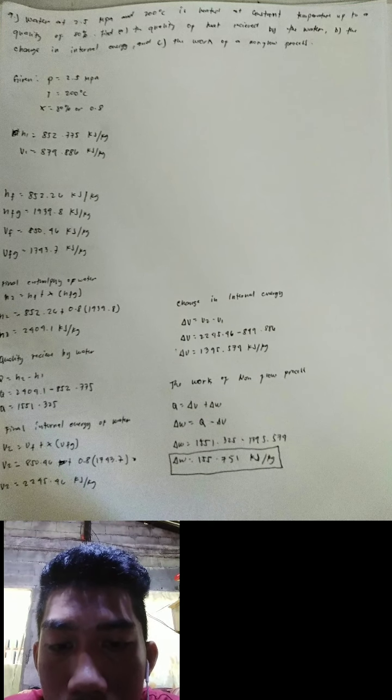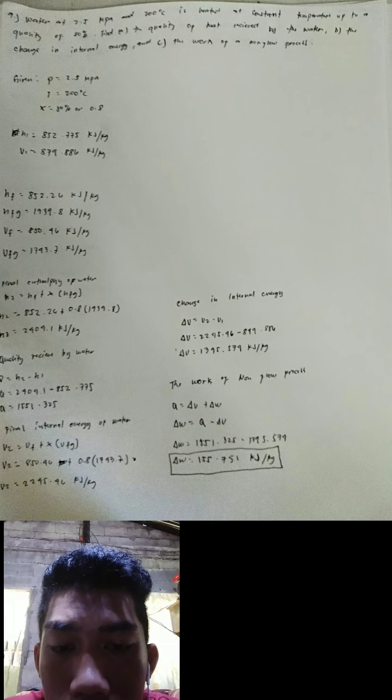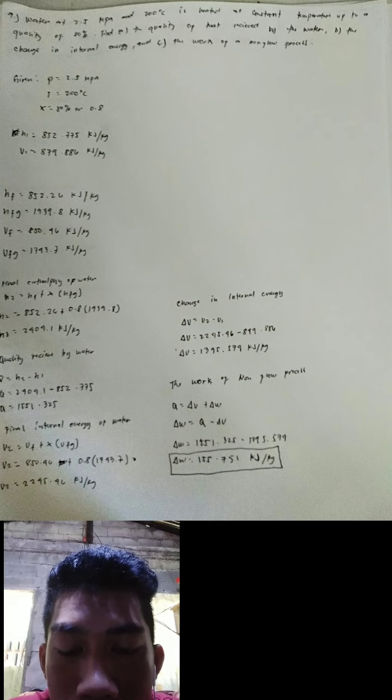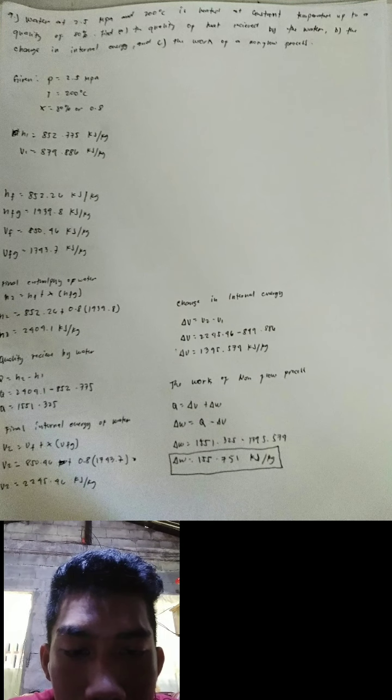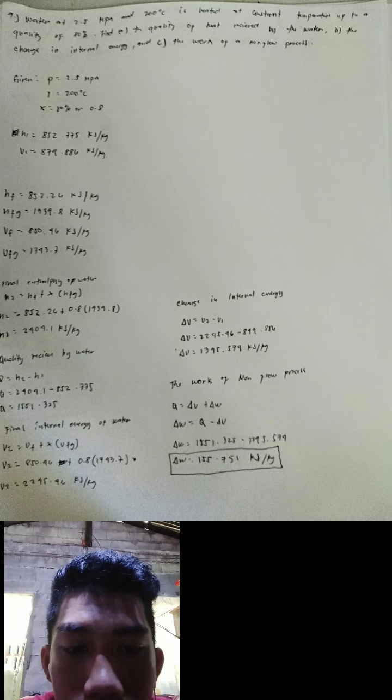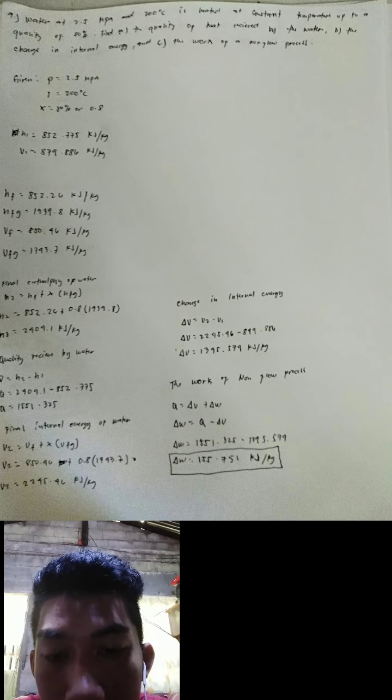For the change in internal energy, delta V is equal to V2 minus V1. So delta V is equal to the value for V2, 2245.46, minus the value for V1, which is 849.886. So it will give us 1395.574 kilojoules per kilogram.